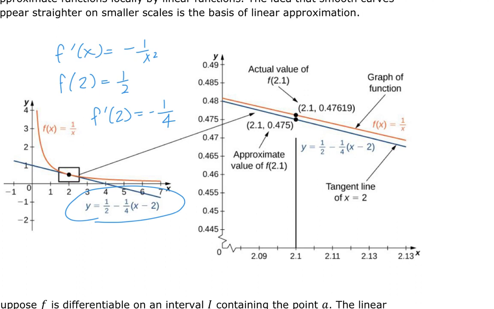And you're probably asking yourself, why don't I just put it in the original function and use my calculator? Well, back in the day, we didn't have calculators. Somebody had to figure out what this would be. And one of the ways that we found square root tables, cosine tables, sine tables was with linear approximations back in the day before calculators.